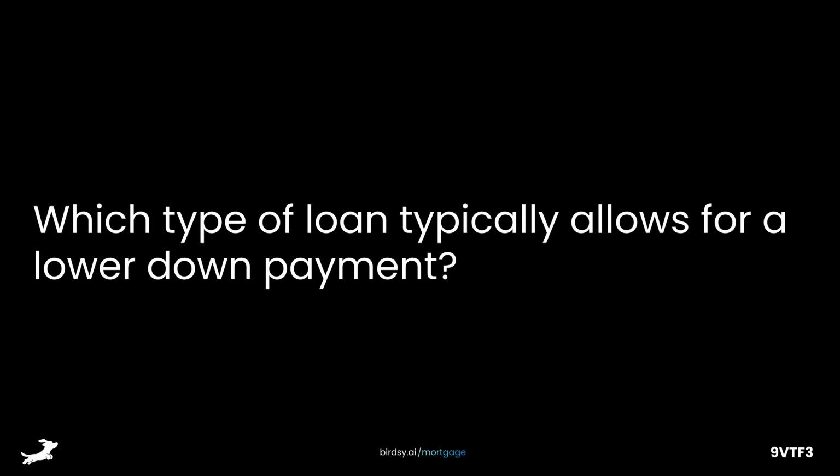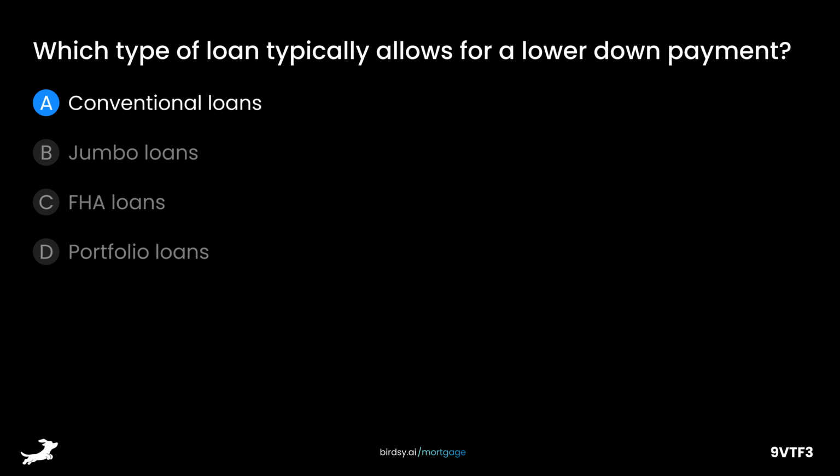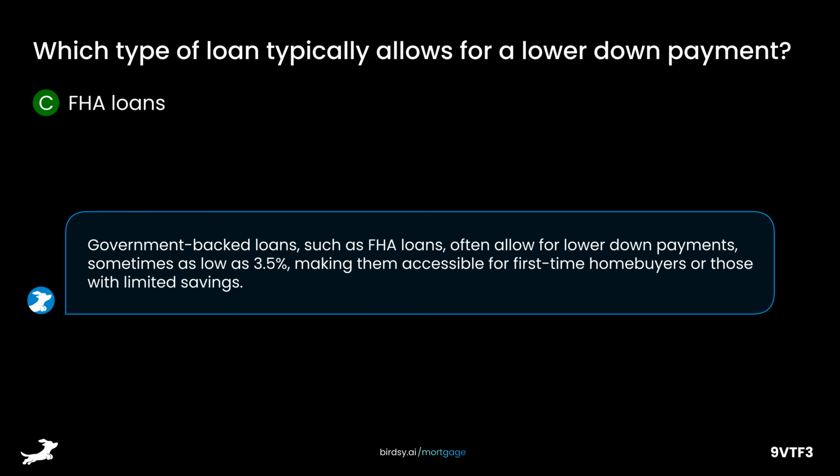Which type of loan typically allows for a lower down payment? Is it A, conventional loans, B, jumbo loans, C, Federal Housing Administration, FHA loans, or D, portfolio loans? The answer is C, Federal Housing Administration, FHA loans. Government-backed loans, such as FHA loans, often allow for lower down payments, sometimes as low as 3.5%, making them accessible for first-time homebuyers or those with limited savings.